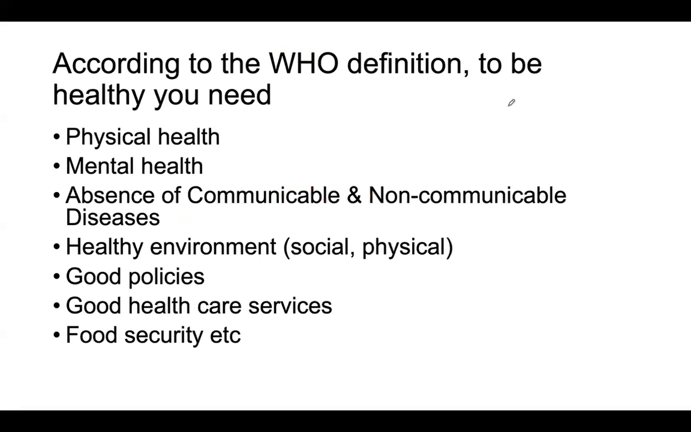But according to the WHO definition, for you to be healthy, you need to be physically healthy, mentally healthy, have no communicable or non-communicable diseases, live in a healthy environment, there are existing good policies for health, and there are good healthcare services and security. So these are some of the main components that, according to the WHO, determine whether or not people would be healthy.